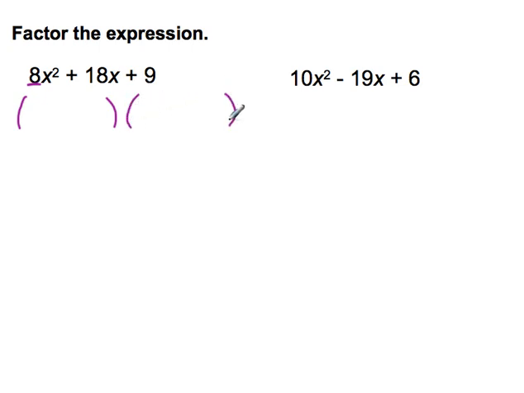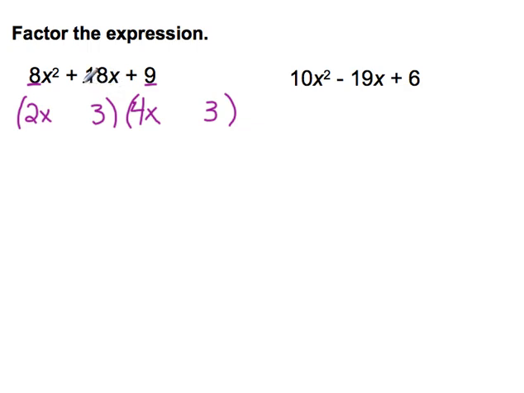Now I think about the factors of 8. You've got 1 and 8, you've got 2 and 4. At this point, it's really just kind of trial and error. I'm going to go ahead and use 2x and 4x. Those are the factors of 8x squared. Now your factors of 9, you always take the first and do the factors, and you take the last and do the factors, so the A and the C. Factors of 9 are 1 and 9, and 3 and 3. I'm going to try 3 and 3.